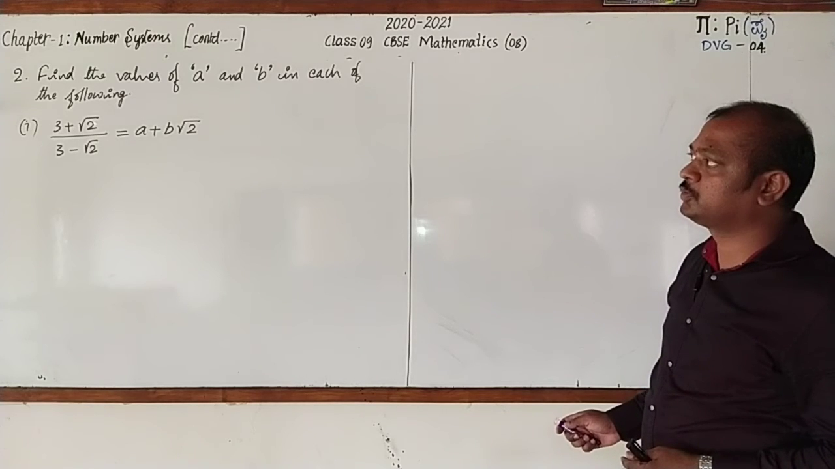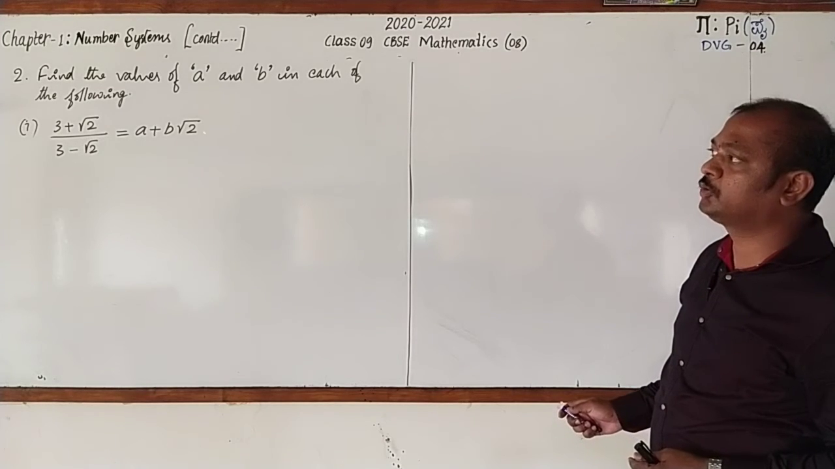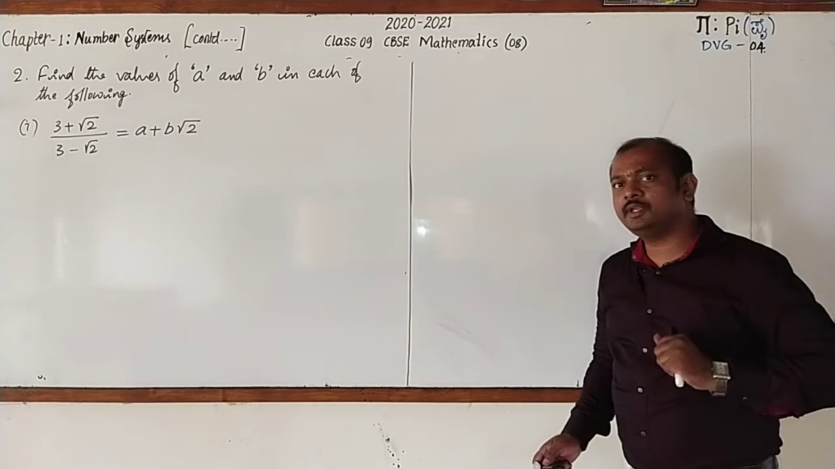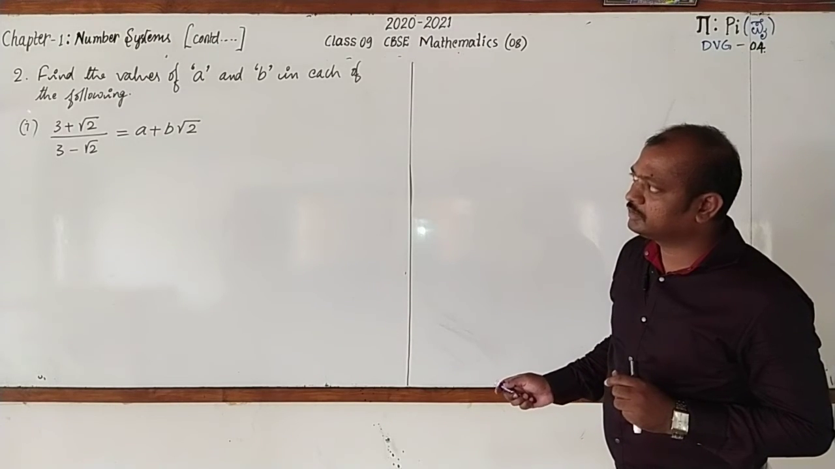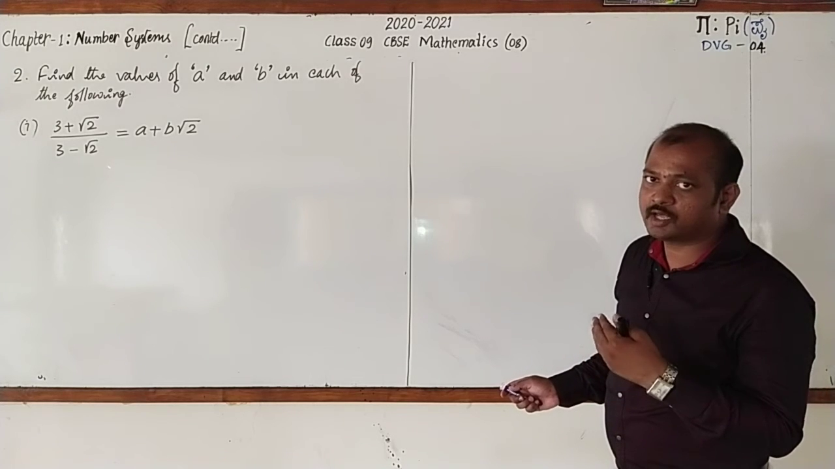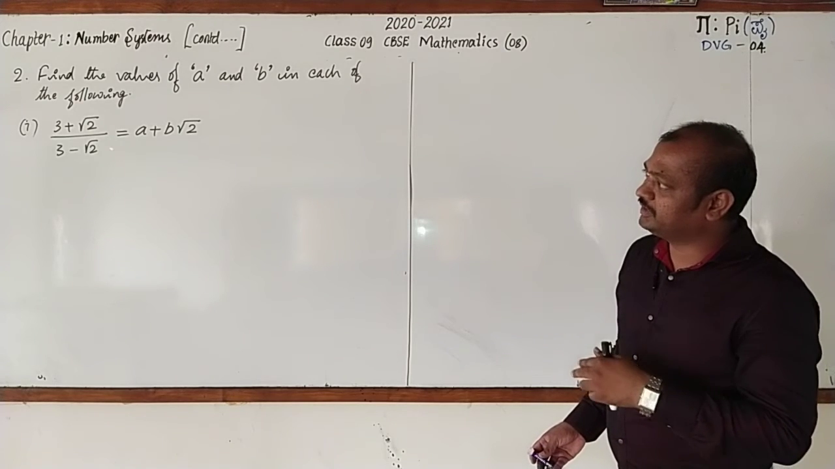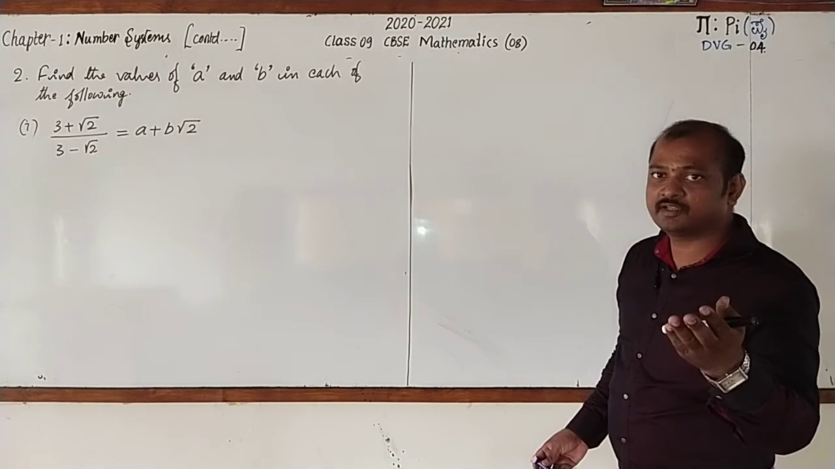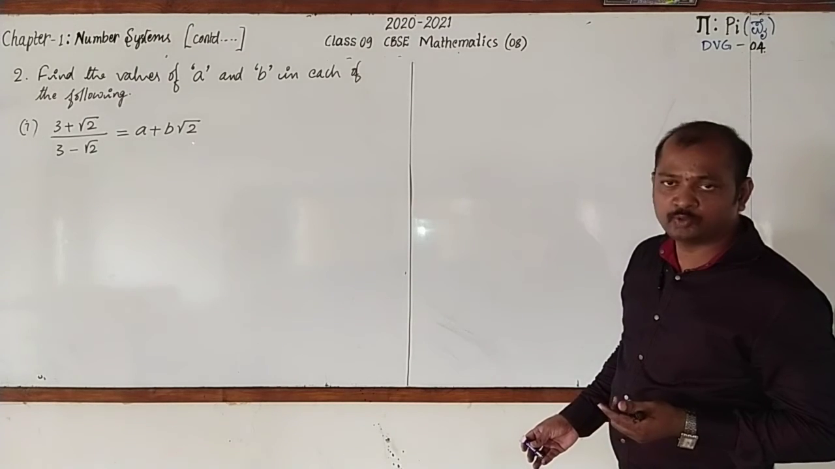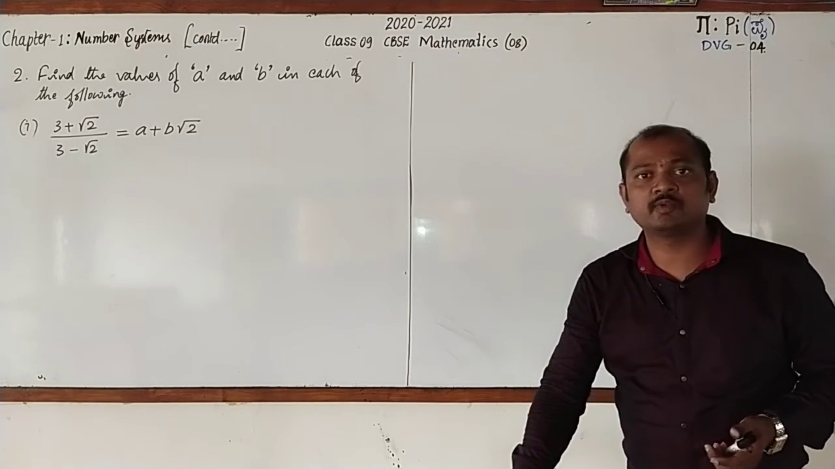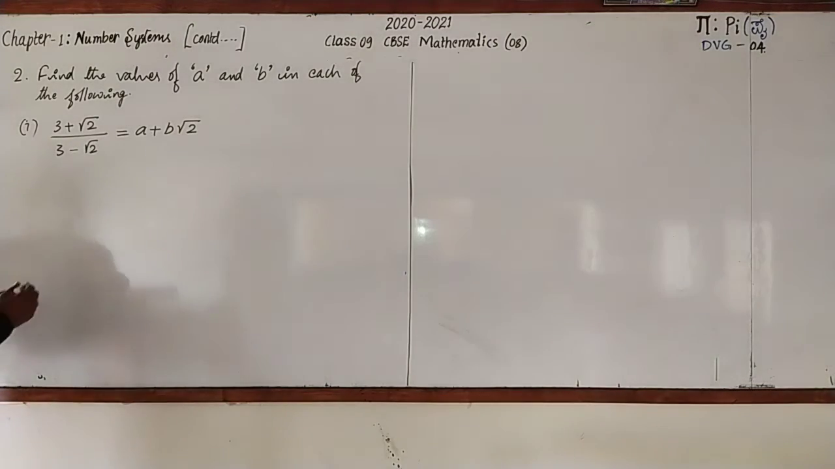First one, (3 plus root 2) by (3 minus root 2), which is equal to A plus B into root 2. It gives the meaning that when you go for rationalizing this one, the LHS part, you will get at last a statement. After simplifying, that is after rationalization, you will get a final statement that will be in the form of A plus B into root 2. Using that, we can go for finding A and B. Let us see how this is. Very simple one it is.